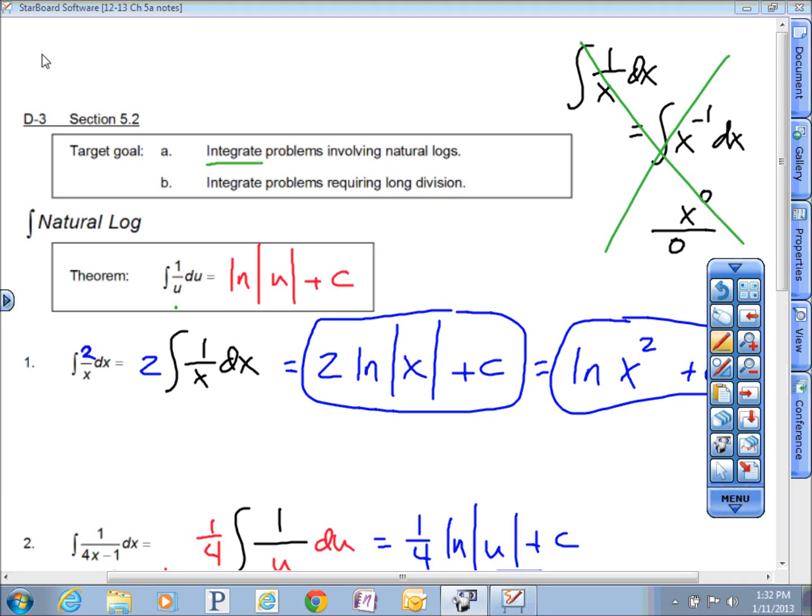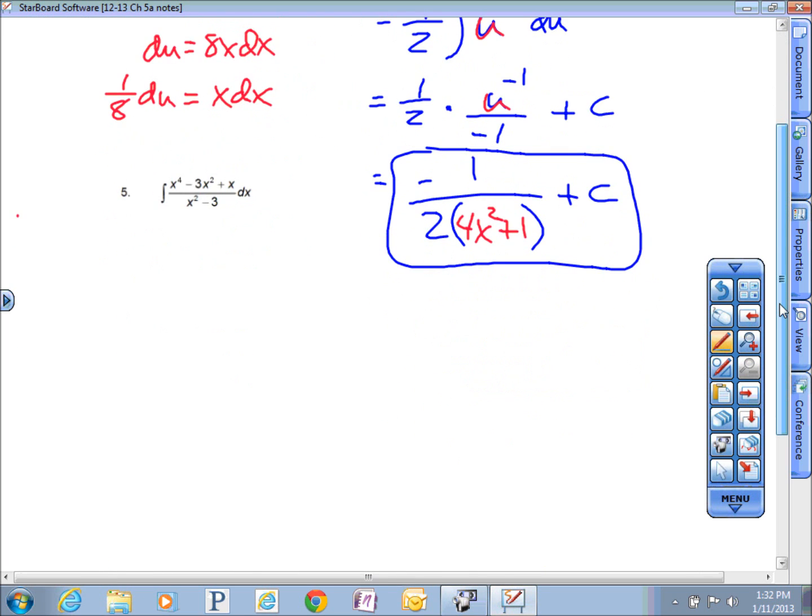Second goal for this third day in Chapter 5 is for us to be able to integrate problems that require long division. Long division, oh my gosh, that goes all the way back to algebra. Are you kidding me? Let me show you why.